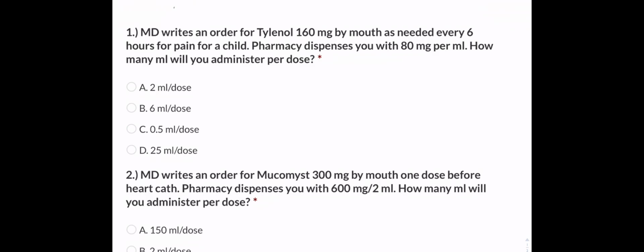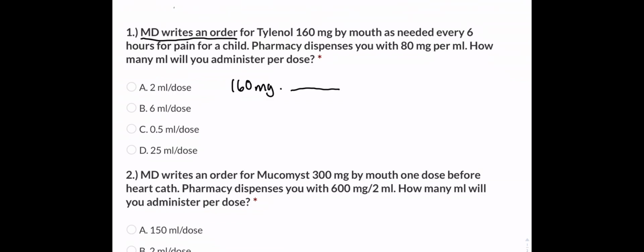Like I said, first thing you start with is the order. And this first problem, straight to the point. MD writes the order for Tylenol, 160 milligrams. Start with my first cross multiplying bar. As needed every 6 hours for pain in her child. Pharmacy dispenses you with 80 milligrams per milliliter. How many milliliters will you have to administer per dose?